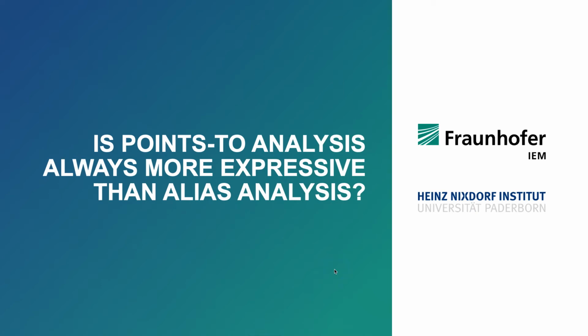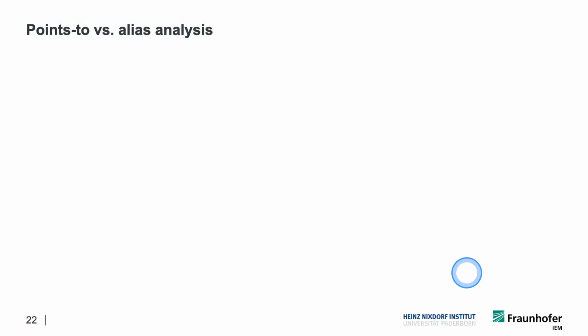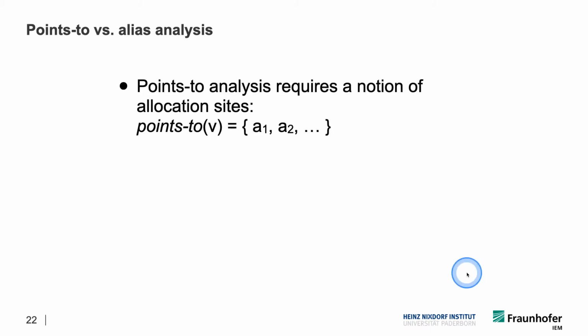So let's talk about what is the relationship between points-to analysis and alias analysis in terms of expressiveness. I already told you this is basically what a points-to analysis computes, right? But if you look at this interface, so to say, then you will see that it not only talks about variables, but it also talks about these allocation sites. And that may seem very natural, but as I will show you on the next slide, that can actually cause a bit of trouble.